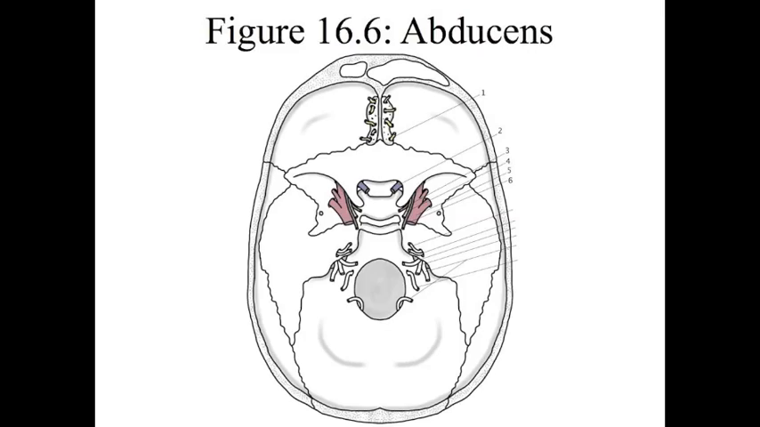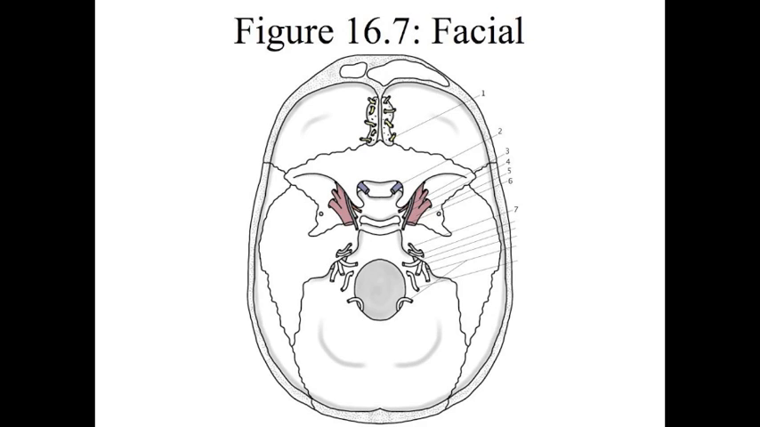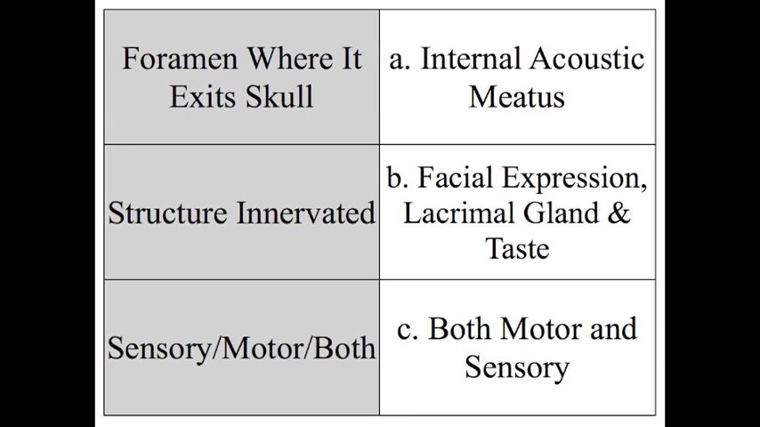Number 6 is the abducens nerve. It exits the skull through the superior orbital fissure. It innervates eye movement along with cranial nerves 3 and 4, and it is a motor nerve. Number 7 is the facial nerve. It exits the skull through the internal acoustic meatus. It innervates facial expression, the lacrimal gland, and taste. It therefore is a both nerve.